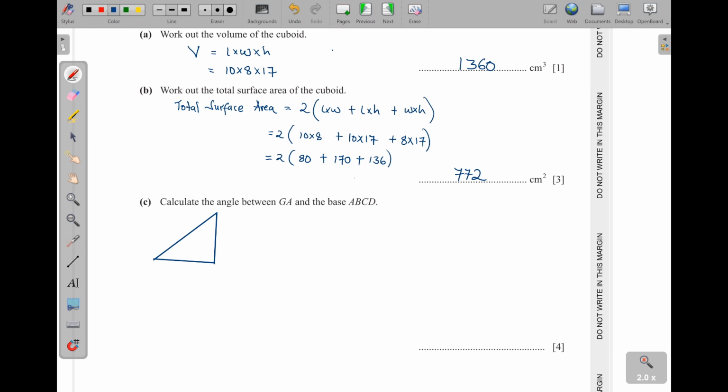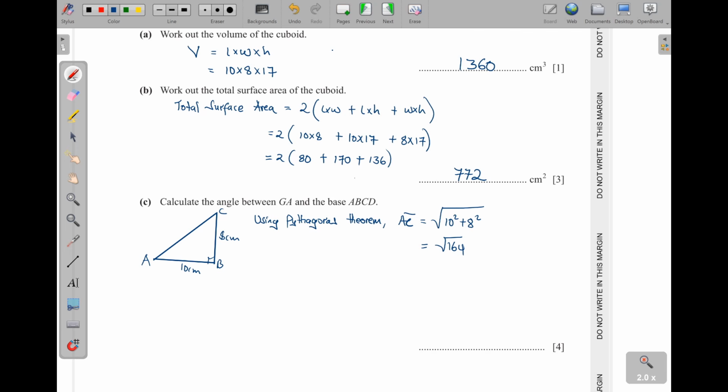Okay, triangle ABC. This is A, B, and C. Our AB is 10 centimeters, and then this one is 8 centimeters. So using Pythagoras theorem, then AC shall be equal to the square root of 10 squared plus 8 squared. 10 squared is 100, then the other one is 64, so square root of 164. You can leave it there.